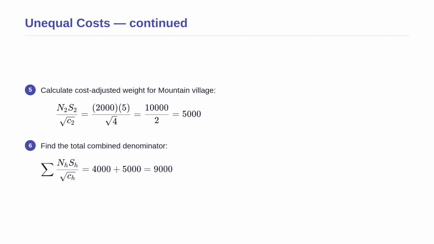We now add the cost-adjusted weights of both regions together. Adding 4,000 and 5,000 gives us a grand total weight of 9,000. We will use this total to find the exact fractions for our sample allocation.